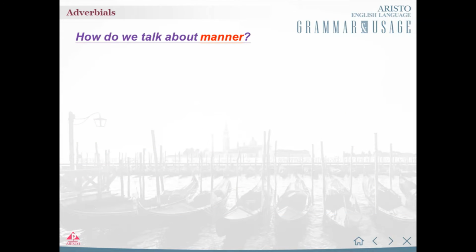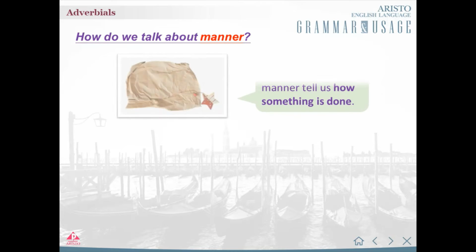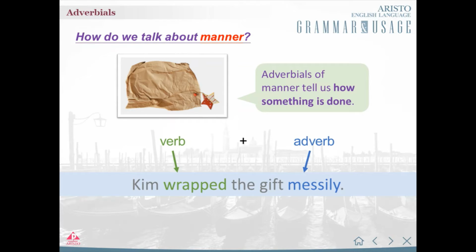Let's take a closer look at adverbials of manner. Remember, adverbials of manner tell us how something is done. Let's say we are wrapping a gift for someone and the wrapping is messy. We can use an adverb to describe the action of wrapping. In this example, the adverb messily tells us more about the verb wrapped.